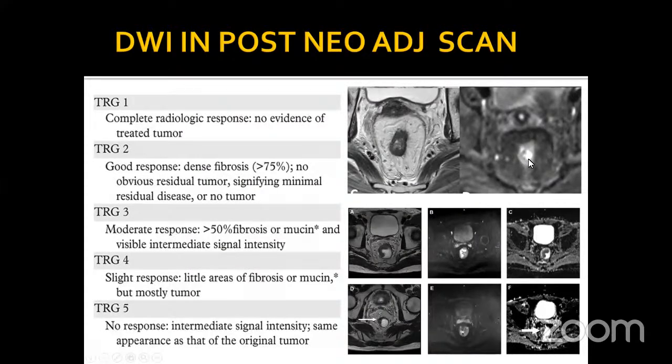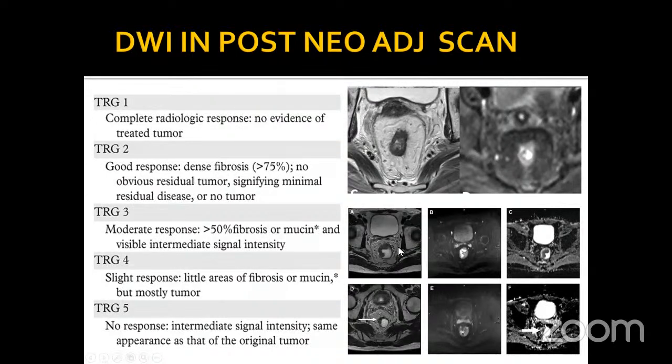So there is a small area of diffusion restriction. So this bulky tumor has been converted into a small active tumor. So this is to be considered as mixed response, but good response. So I'll call it more than 75% response. It will be in the TRG2 category: good response, dense fibrosis, more than 75%, minimal residual tumor.